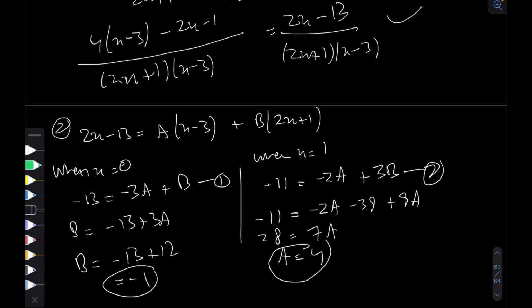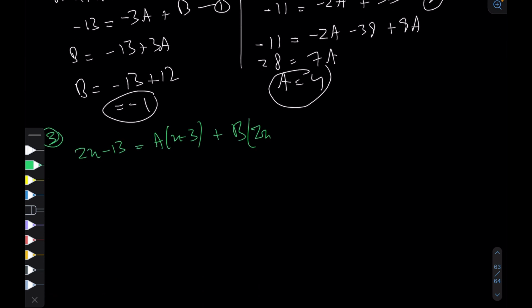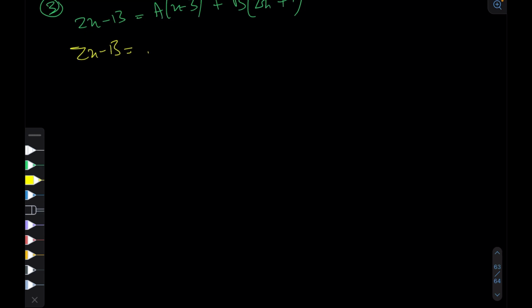Right, so we took random values of x and then we simultaneously solved. This is the second method. And the third and final method is comparing coefficients. So 2x minus 13 is equal to a times x minus 3 plus b times 2x plus 1. So what we can do is expand. Right, so 2x minus 13 is equal to ax minus 3a plus 2bx plus b.